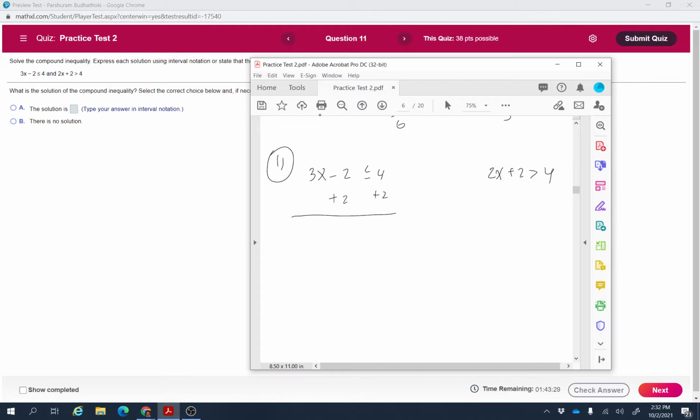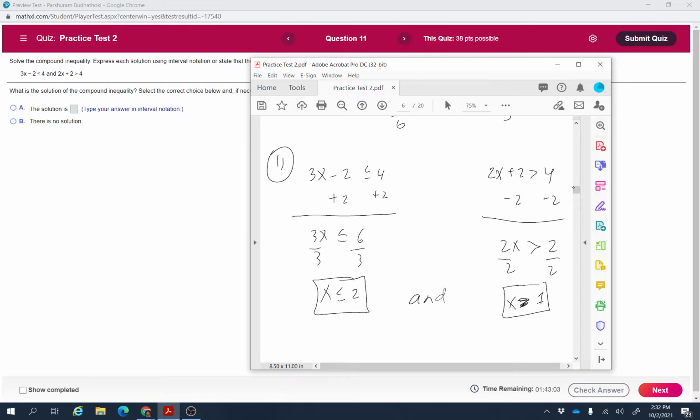If you want to solve the left one, just add 2, so that will give you 3x is less than or equal to 6, divide by 3, and x is less than or equal to 2. That's the solution for the first part. You also have to solve the second part, which is 2x is greater than 2, and if we divide both sides by 2, that will be x is greater than 1. Now the solution, because there is an and between them, would be the intersection of this one and this one, the common intersection.